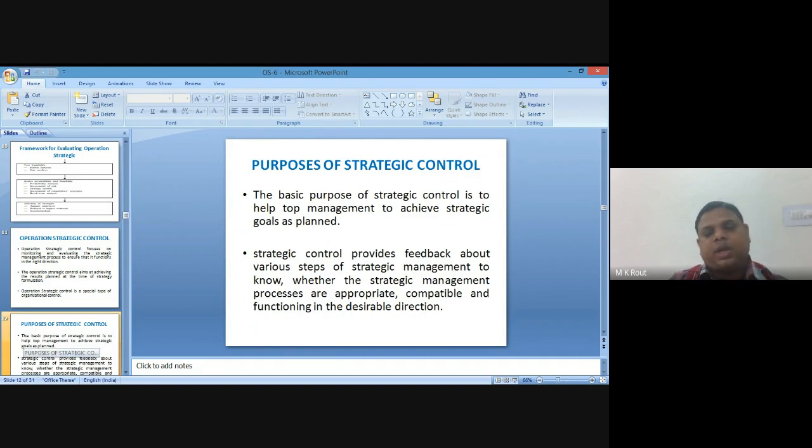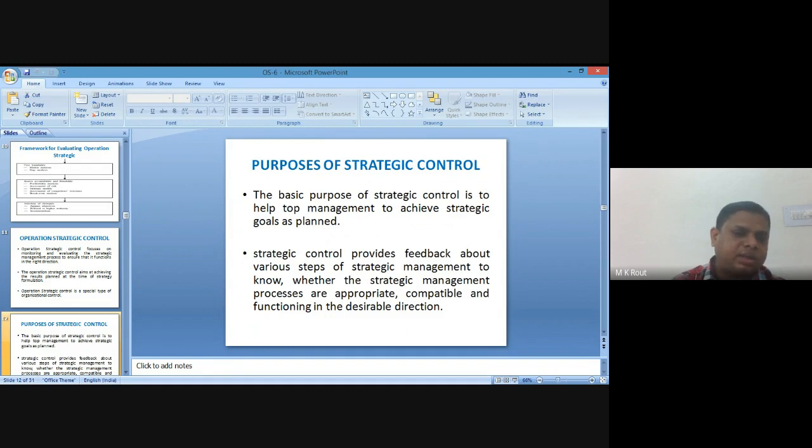The basic purpose of strategy control is to help the top management achieve strategy goals as planned. In operation strategy control, the top management provides the decision, and according to that decision, the middle level and bottom level of management directly carry out the activities that lead towards achieving the strategy goal as planned.